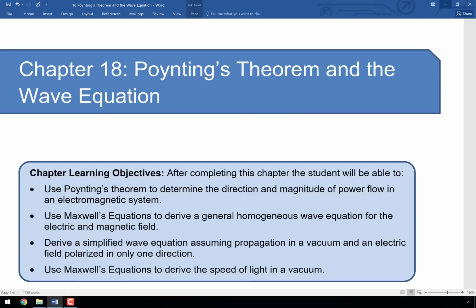Welcome to the video for Chapter 18. Today we're going to derive two very important equations. The first is Poynting's theorem and the second is the wave equation. And both of these are going to come directly from Maxwell's equations that we saw last time.